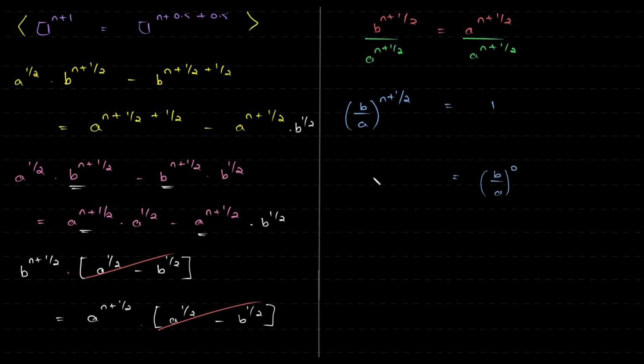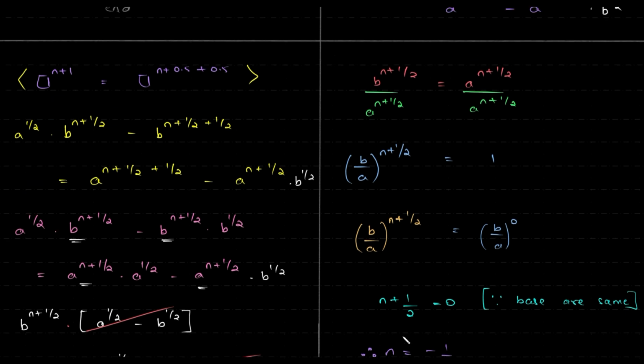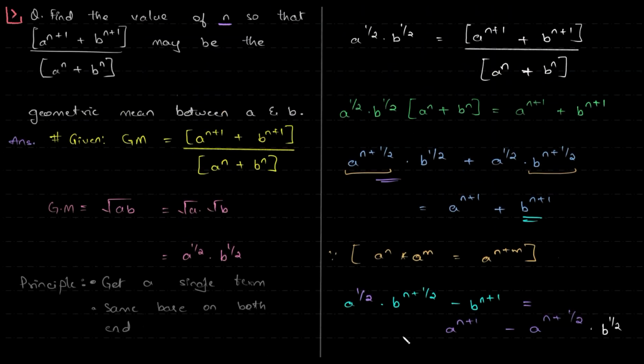So basically, if I compare the powers, because the bases are same, I can equate n plus half to 0. So let me do that. Last step. n plus half is equal to 0. The reason being bases are same. And finally, we have n is equal to minus half. So the possible value for n is minus half.